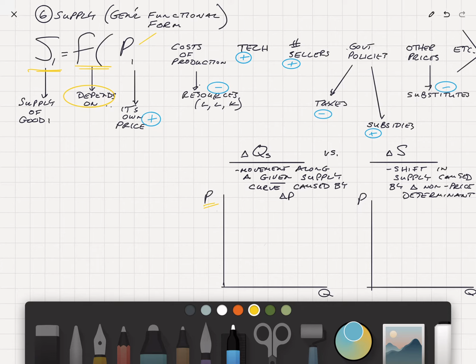The next variable in our list is the costs of production. And here we're simply talking about our resource prices. Here's our land, labor, and capital. The relationship here is negative. If your costs go up, you're going to get a change in supply down. And what that says is businesses do not like rising costs. Their willingness and ability to sell would be affected by those rising costs. If costs go down, you'd have a change in supply up.